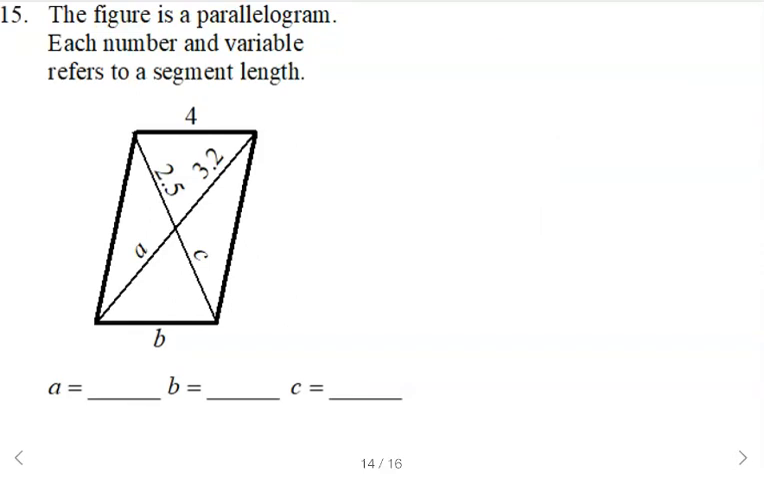For a parallelogram, the diagonals bisect each other, and so C must be 2.5, A must be 3.2, and then the opposite sides in a parallelogram are congruent as well, so B must be 4.